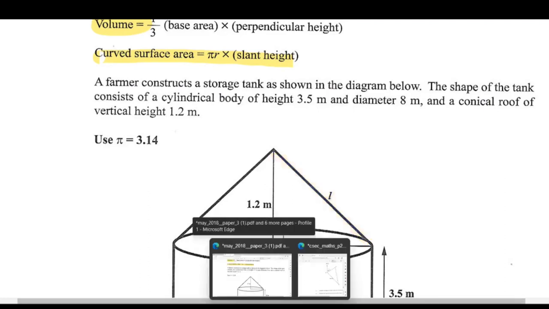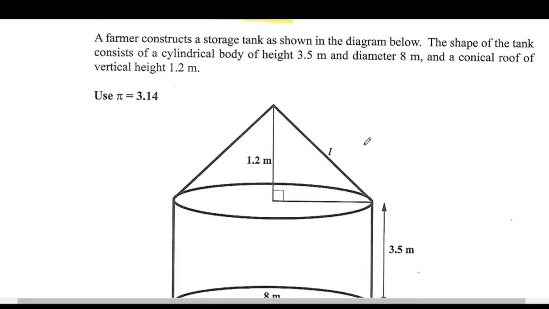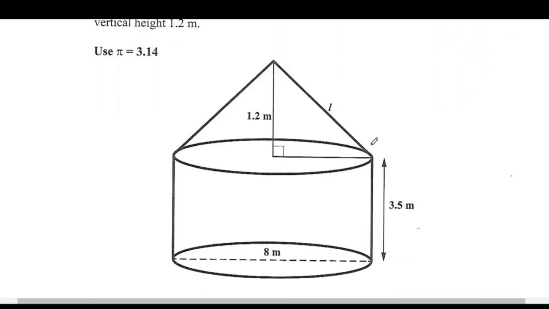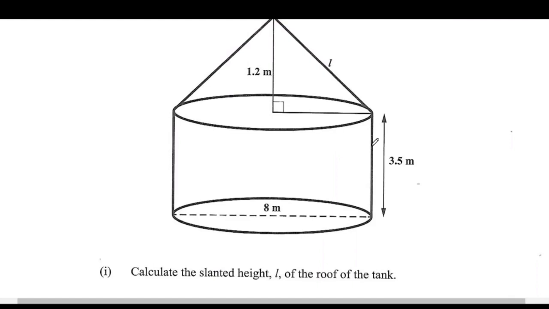It says, a farmer constructs a storage tank as shown in the diagram below. The shape of the tank consists of a cylindrical body of height 3.5 meters and a diameter of 8 meters, and a conical roof of vertical height 1.2. So we're definitely seeing the shape and all the information that we're given. Let us see what it is that they want. Calculate the slant height L of the roof.